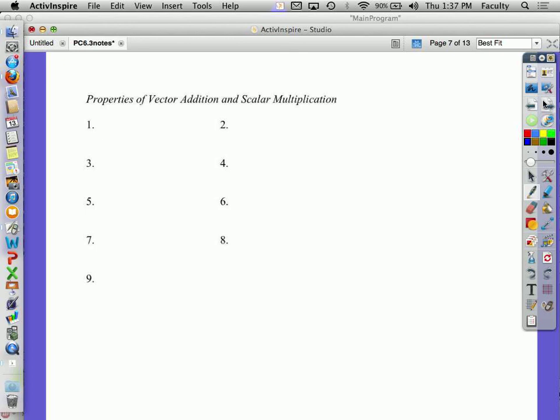Number 8 is your identities. And number 9 is saying you can take the magnitude of the scalar times the magnitude of the vector, and they're the same. Okay, so you don't need to really fill that out.